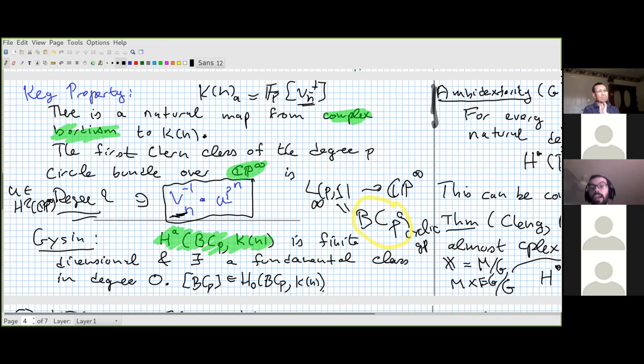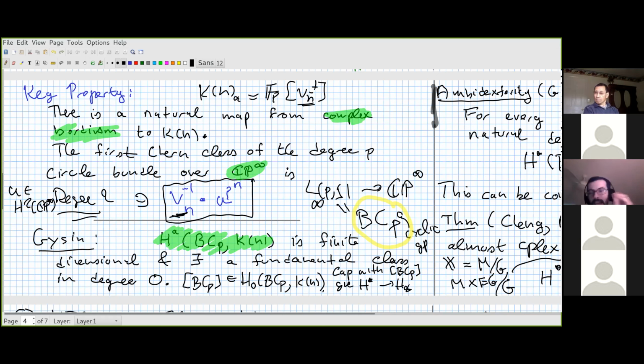Okay, so if I apply the cap product, which is how cohomology acts on homology, I get an isomorphism. Cap with the fundamental class of BCp gives an isomorphism from cohomology to homology. Okay, just like with manifolds.